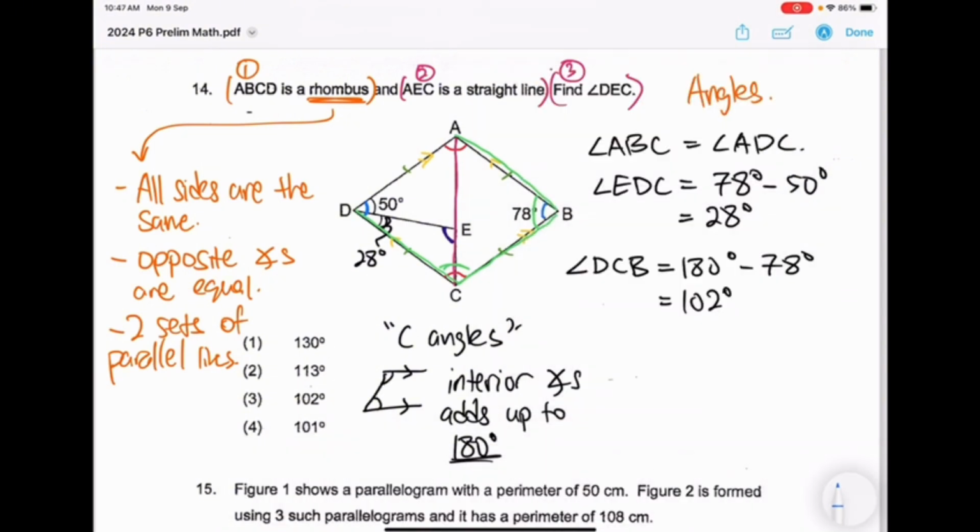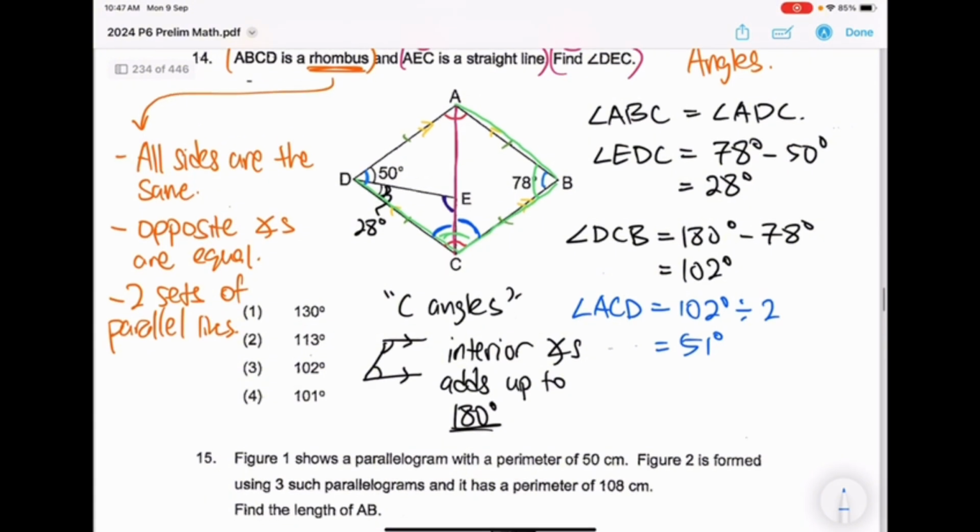Now, whenever I have a line cutting through a rhombus from one opposite angle to the other, I know that the two angles that are formed, which is this one over here and this one over here, are equal. And if angle DCB equals 102 degrees, I can find ACD. Angle ACD would just be 102 degrees divided by 2. That will give me 51 degrees.